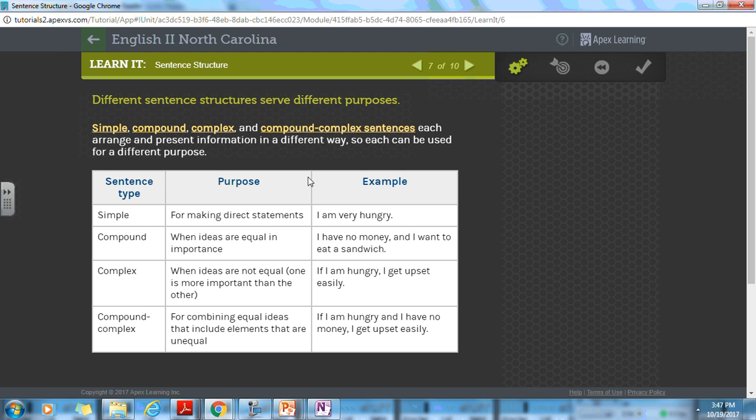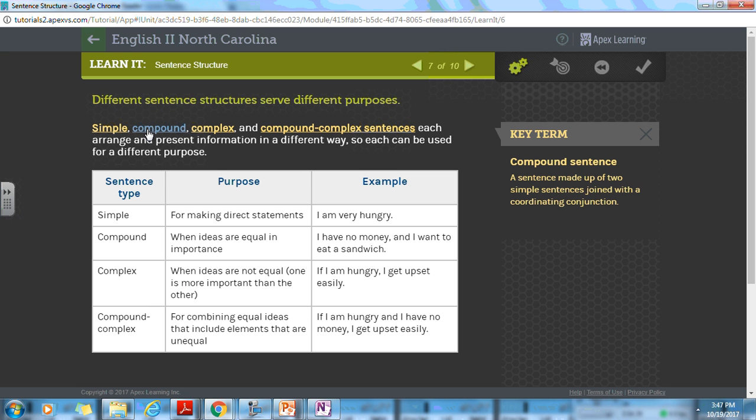The last thing we want to talk about is the fact that each type of sentence we've just discussed serves different purposes. So, simple sentences, once again, have a subject and a predicate, therefore making direct statements. I am hungry. That's a direct statement, clear-cut and to the point. Compound sentences, made up of two simple sentences joined by a FANBOY, are used when you want to discuss ideas that are equal in importance. Even though they may disagree, they're still equal in importance. I have no money, and I want to eat a sandwich. Or I have no money, but I want to eat a sandwich. I have no money, yet I want to eat a sandwich. Remember, yet, but's evil twin brother.